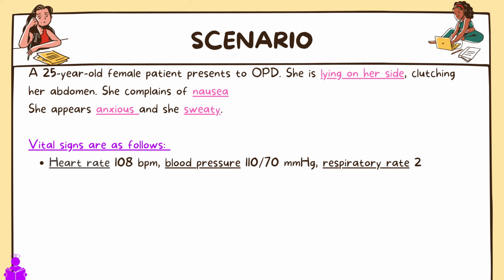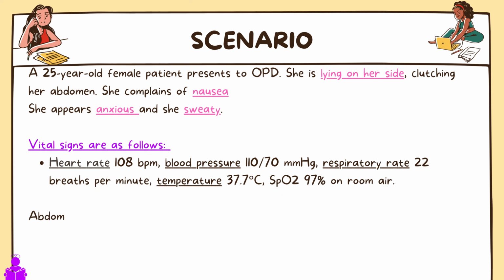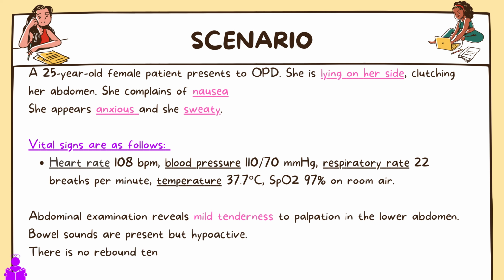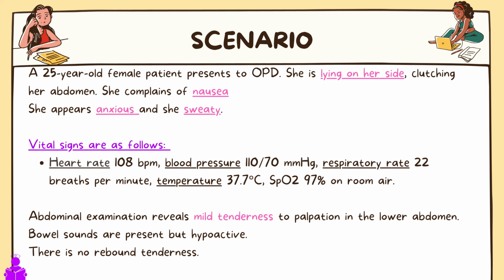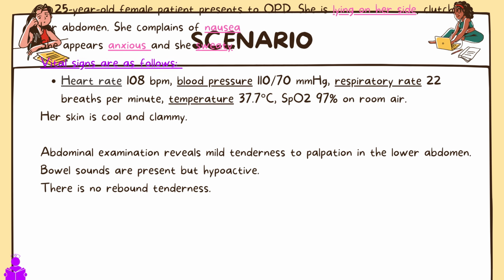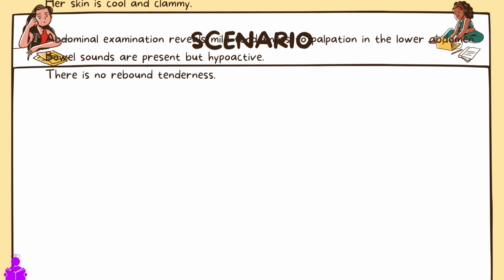A 25-year-old female presents at OPD, and she's lying on her side, clutching her abdomen, and complains of nausea, and also appears anxious, and she's sweaty. We do our vital observations: heart rate 108 BPM, which is high, blood pressure 110/70, respiratory rate 22 breaths per minute, slightly high, and temperature 37.7 degrees Celsius, while SpO2 is just 97% on room air.